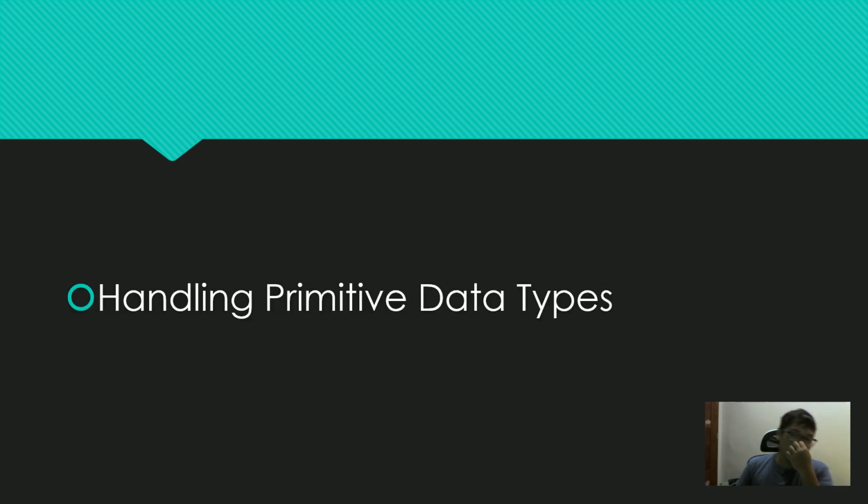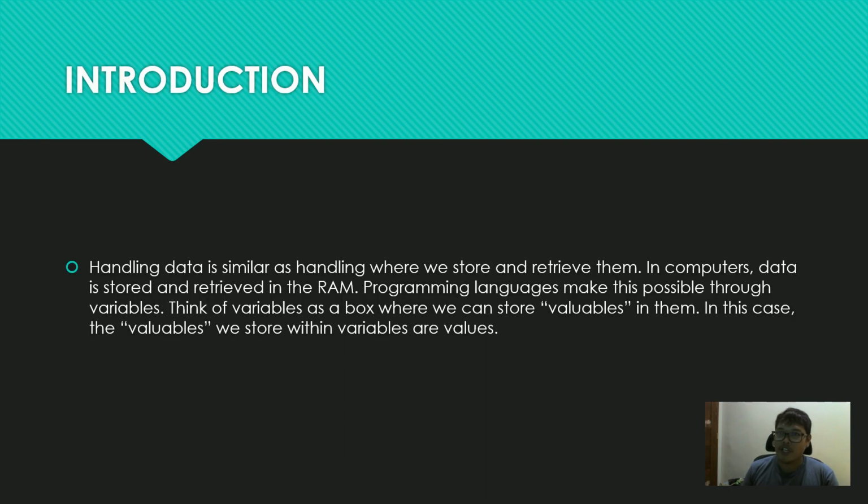So the second topic is handling primitive data types. Introduction. Handling data is similar to handling things where we store and retrieve them. In computers, data is stored and retrieved in the RAM, the random access memory. Programming languages make this possible through variables.